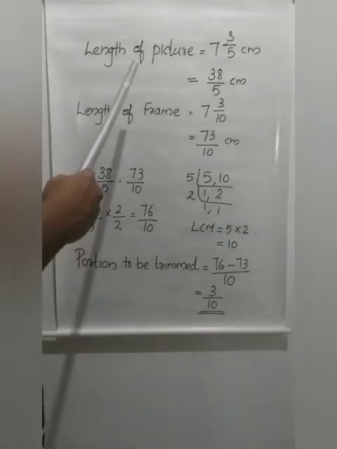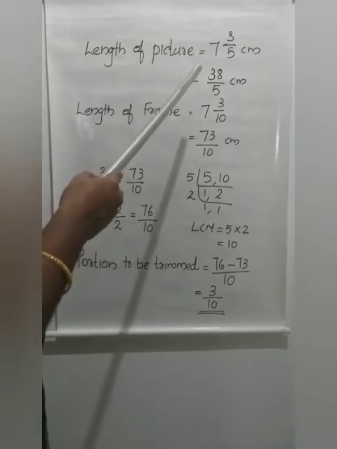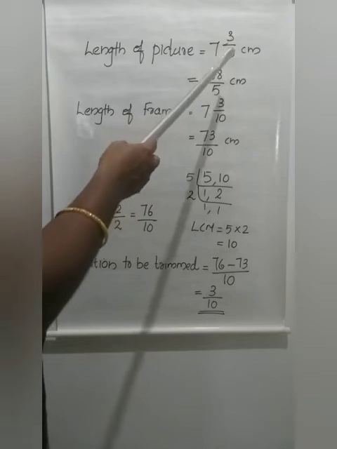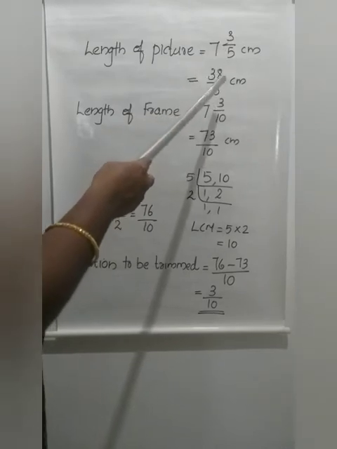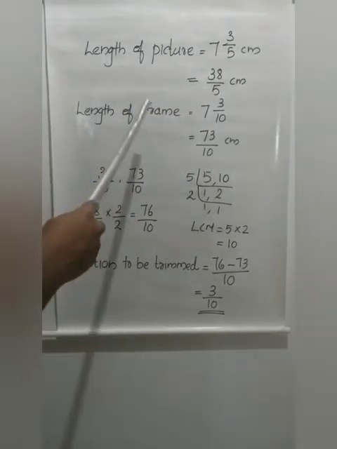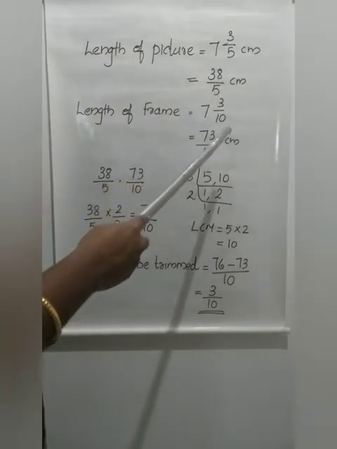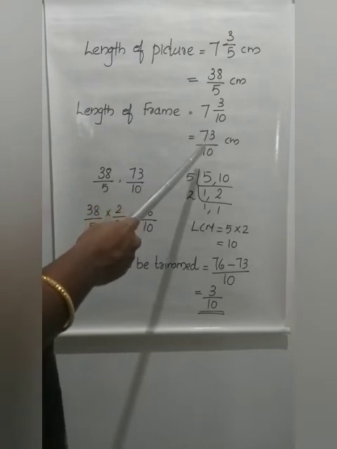Here the measurements are given as mixed fractions, so we are converting. The length of the picture is given as 7 3/5. Converting, we get 38/5 centimeter. Now the length of the frame is also given as a mixed fraction, 7 3/10. Again converting, we get 73/10.